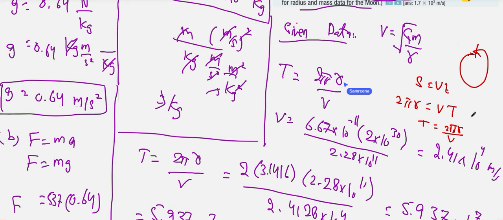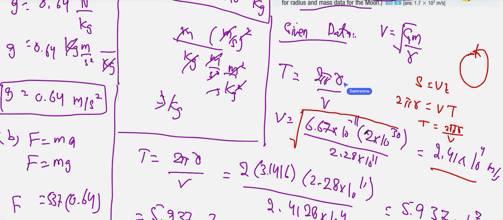Or after covering 2 pi r distance by velocity v. So first of all we will put values in the first formula, which is v is equal to under root g m over r, and then by substituting the values we can get the result which is given over here.